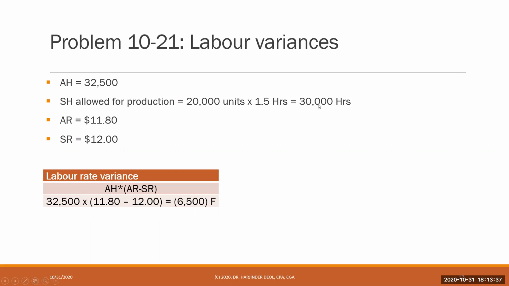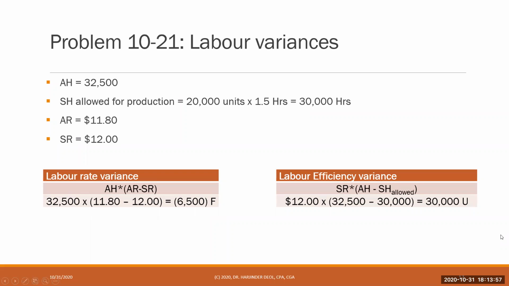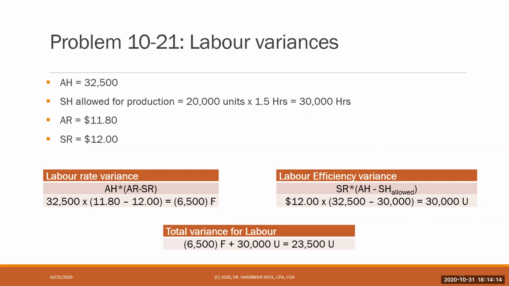However, looking at the number of hours taken to complete the production, the actual hours taken is 32,500 compared to a standard of 30,000 hours. So the production took 2,500 hours more than the standards permit. At a standard rate of $12 an hour, that's an unfavorable labor efficiency variance of $30,000. The total labor variance is $6,500 favorable, $30,000 unfavorable, or a net $23,500 unfavorable.